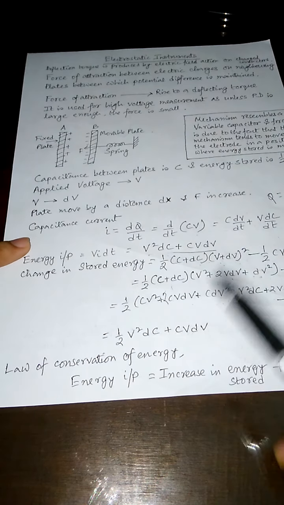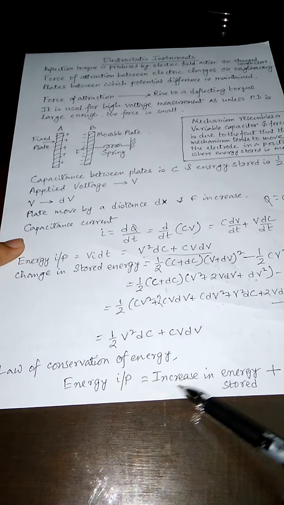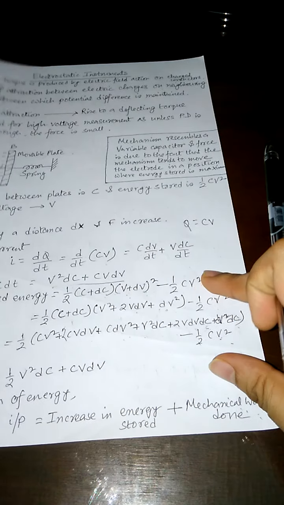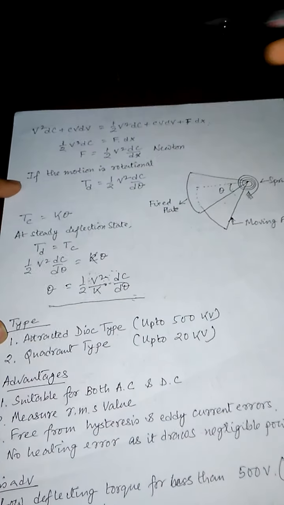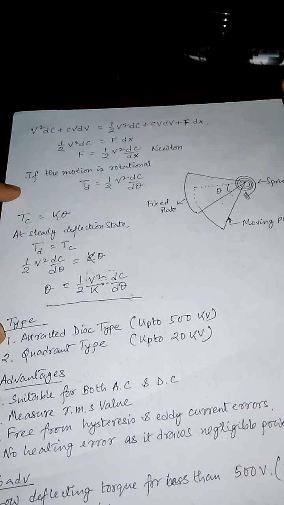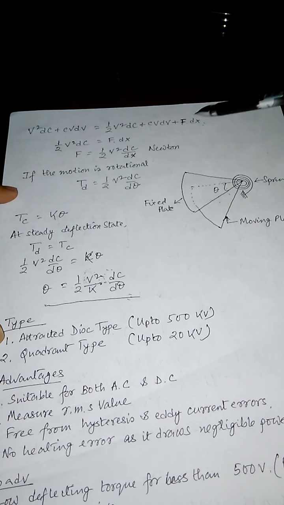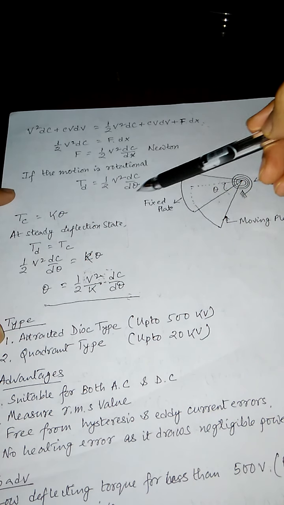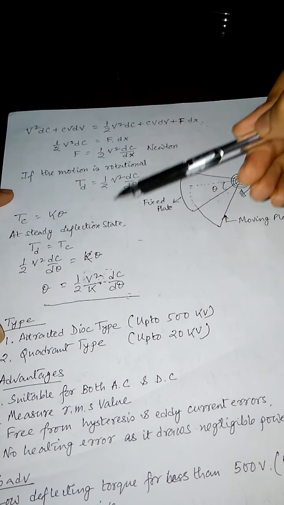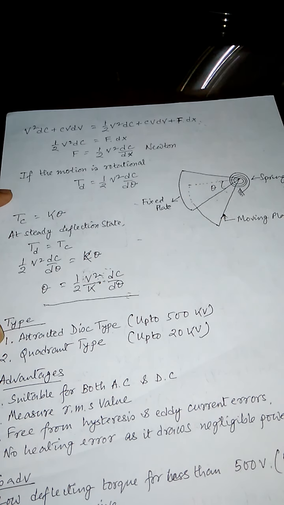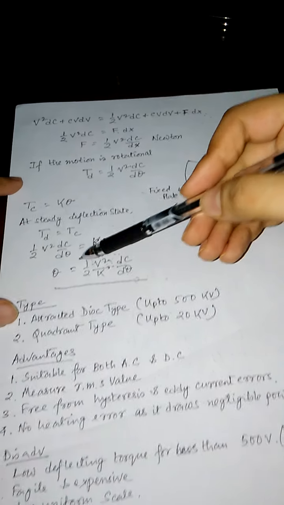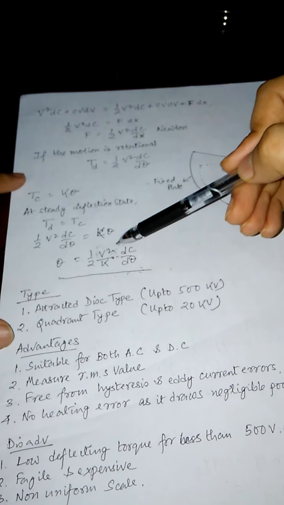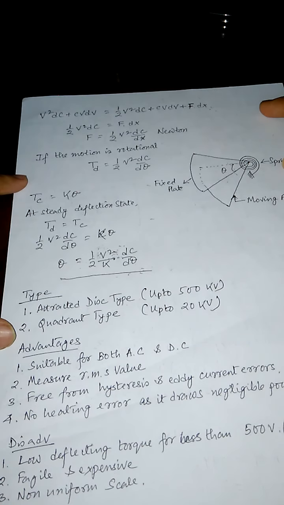From that, the law of conservation of energy says energy input equals increase in stored energy plus mechanical work done. So V square dC plus C V dV equals half V square dC plus C V dV plus F dx, from the previous part. From this we calculate the force, and for rotational motion, the deflecting torque. Here the deflection angle theta depends on the square of the applied voltage, so the scale is a non-uniform type scale.